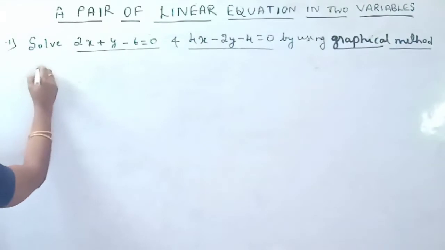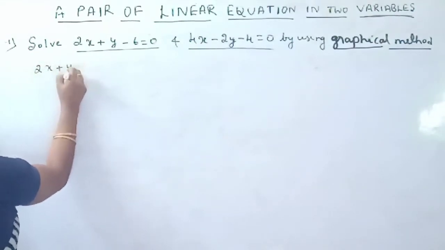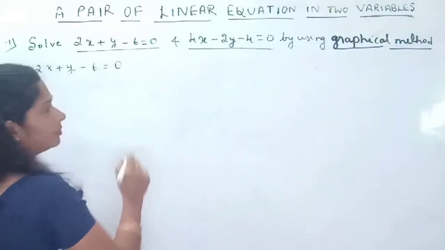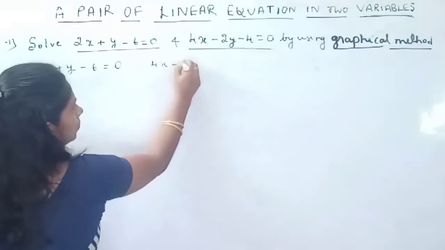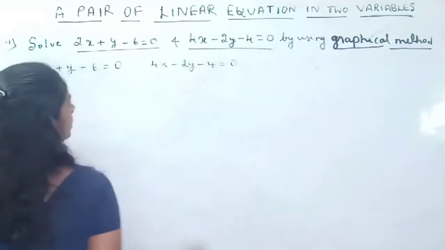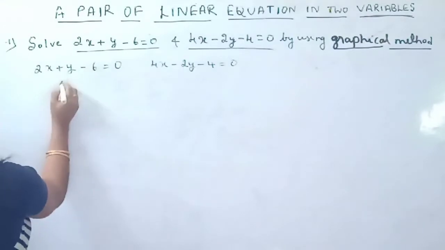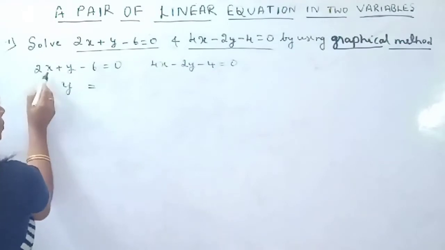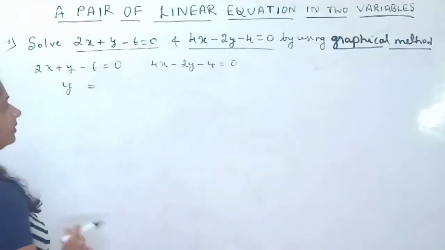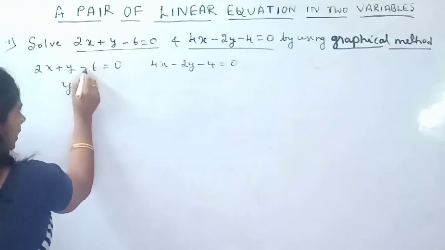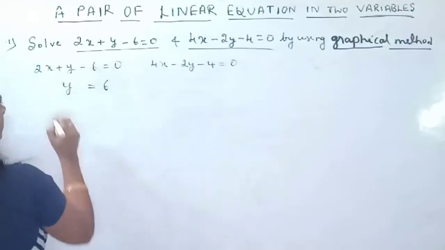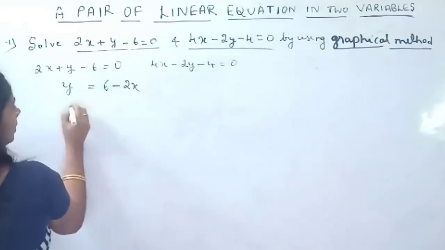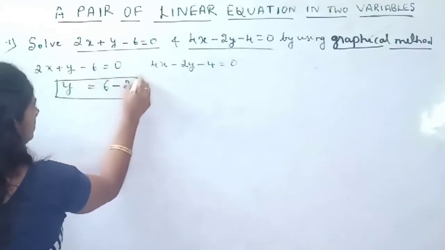One linear equation in two variables is 2x plus y minus 6 equal to 0, and one more linear equation in two variables is 4x minus 2y minus 4 equal to 0. Now here, in the first equation, I'll keep only the y variable on the left hand side and transpose 2x and the constant to the right hand side. If I transpose the constant minus 6 to the right hand side, it becomes plus 6, and plus 2x becomes minus 2x. Now y equal to 6 minus 2x.